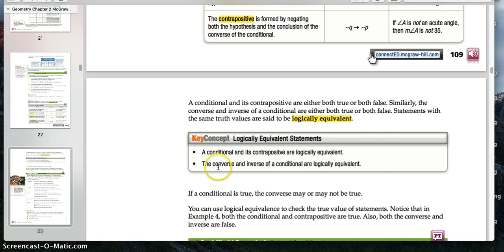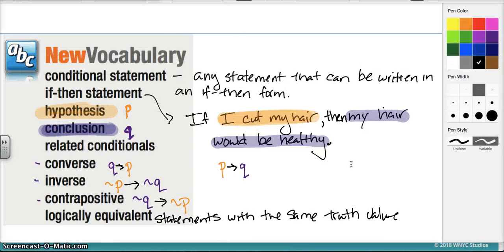And also, the converse and inverse of a conditional are logically equivalent. Again, the converse and the inverse are going to have the same truth value. If one is true, the other is true. If one is false, the other is false. All right, let's get back to our lesson and let's take a look at some examples.